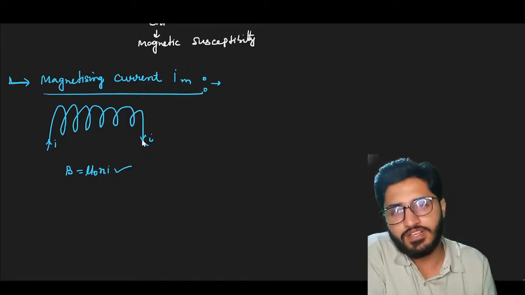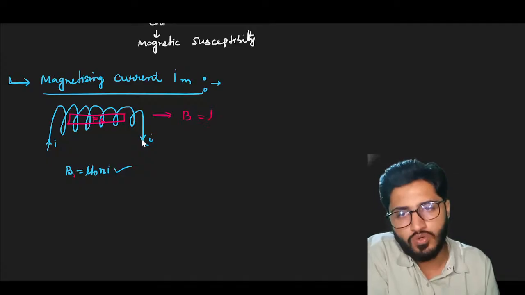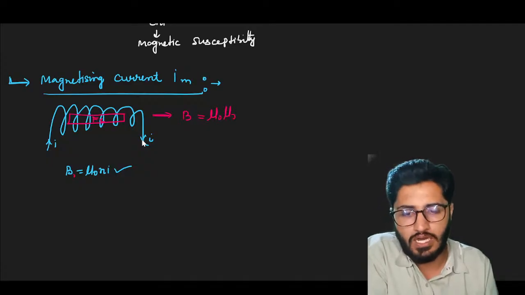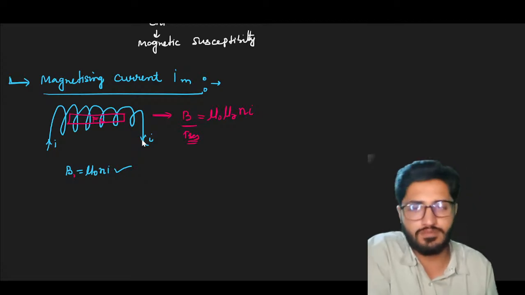Let us place a magnet here, after placing this iron material. So B will be equal to mu naught mu r n times I. That means B increases.